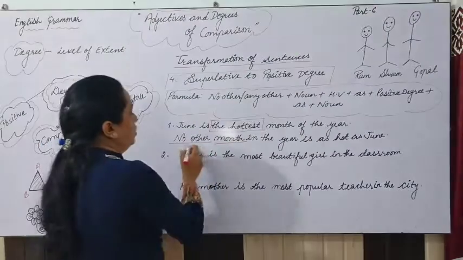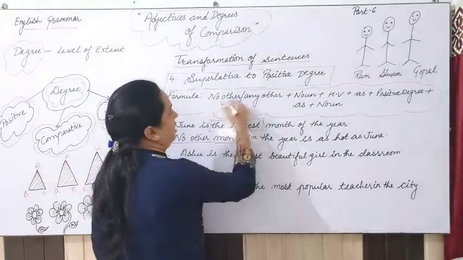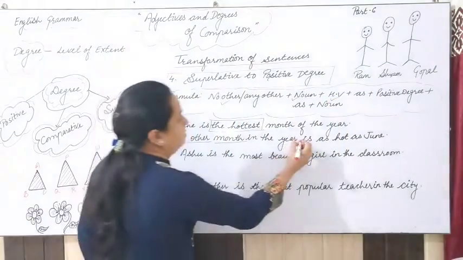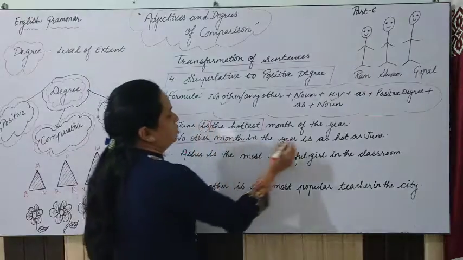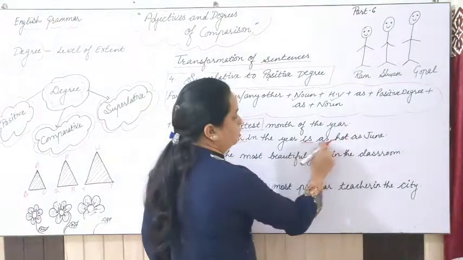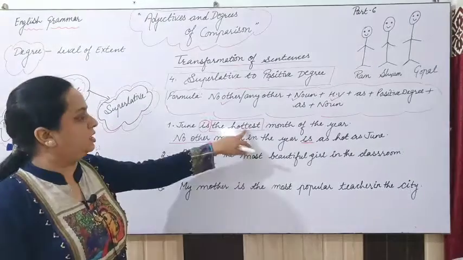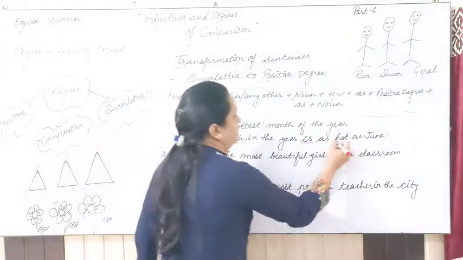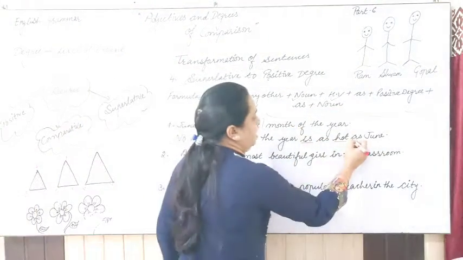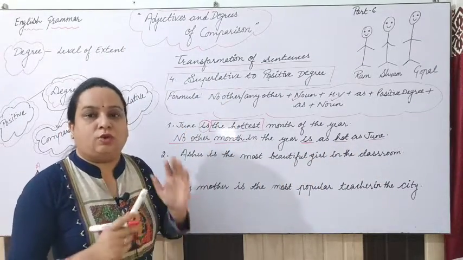No other month in the year, then the noun, then the helping verb. Which helping verb is it here? Is. So we have used the same helping verb, is, and then as, and the positive degree of hottest. What is the positive degree of hottest? It is hot, so we have used hot here. And then as, and then the noun. Which noun? June. So it is quite easy.